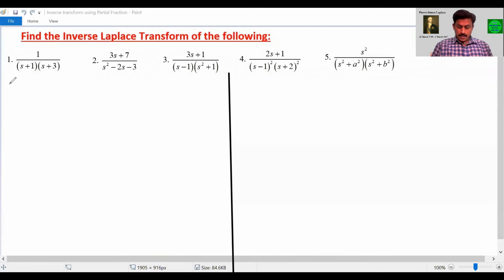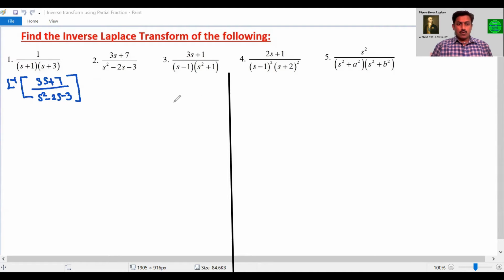Second problem, L inverse of (3s plus 7) divided by (s square minus 2s minus 3). If you observe this term, we cannot apply the standard forms. That means we cannot apply a formula directly to solve this. So we have to go for factoring the denominator. If we are able to factor, we will apply partial fractions. If it is not possible, we have to go with some other method.